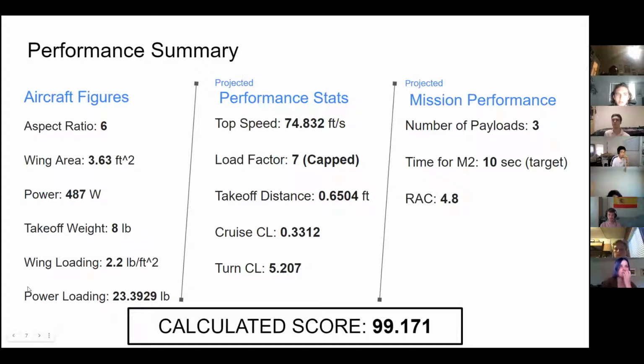Okay, so was that the turn CL calculated at a load factor of 7 at your top speed? Yes. Or, okay, at the turn speed, sorry. At the turn speed, yes. How did you calculate the turn speed?